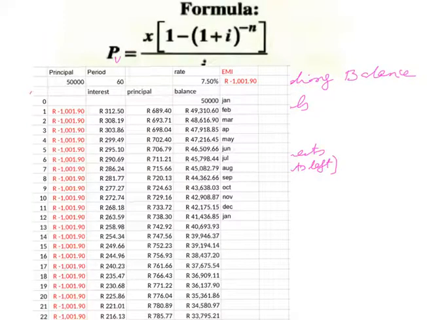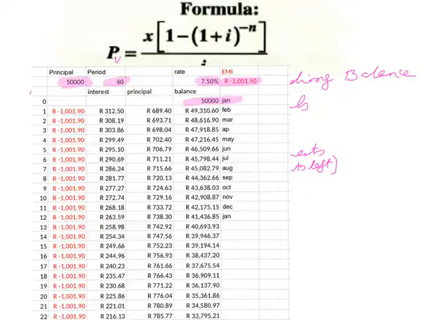I want you to understand further what is happening in a loan account. This is my principal. I borrowed 50,000 rands for a period of 16 months, my rate of interest is 7.5%, and my repayment amount is 1,001.90. Now, what will happen if I borrow in January this 50,000 rands? My balance in my account on January 1st is 50,000 rands.